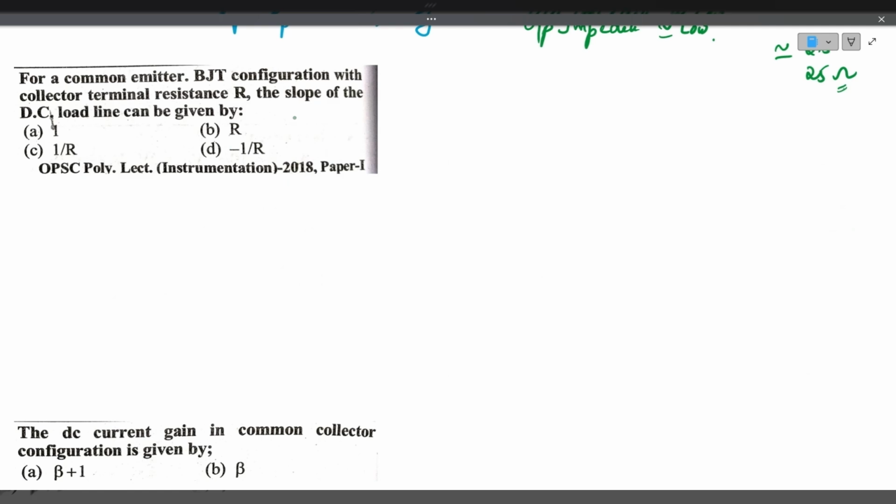For a common emitter BJT configuration with the common collector terminal resistance R, the slope of the DC load line can be. So if you see the circuit, this is the circuit.